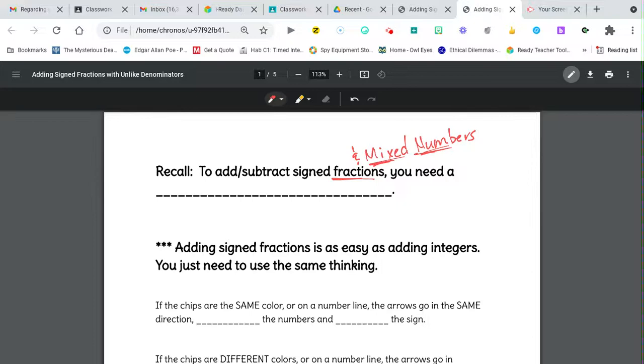All right, so today we're going to learn how to add signed fractions and mixed numbers. It says subtract, but I put that on there because you need the same thing to subtract, which we'll get into next week. All right, but to add and subtract signed fractions and mixed numbers, you need a common denominator, guys.